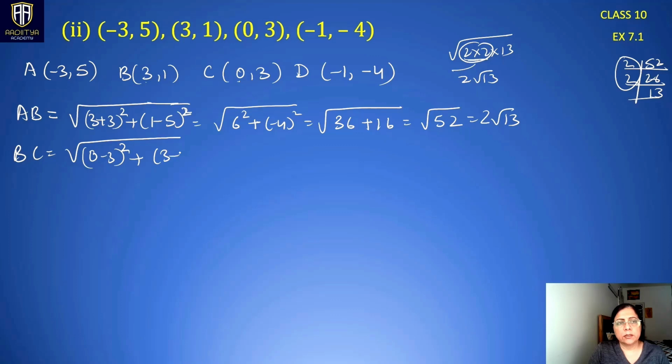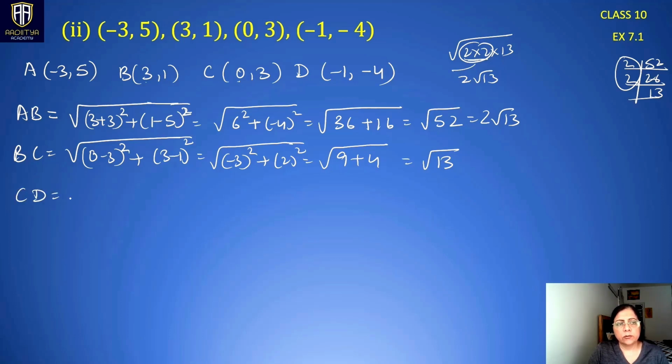Then 3 minus 1 whole square. So it is 0 minus 3 is minus 3 square added to 2 square. That is 9 plus 4, which is root 13.